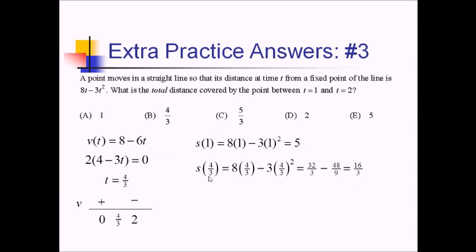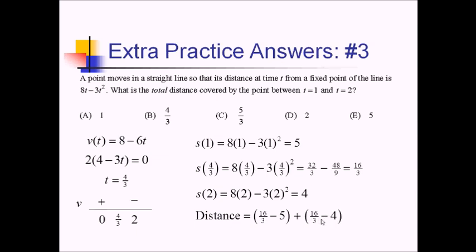And now at time 2, let's see what we have here. This is going to be 16 minus 12, so that's going to be 4. All right, so I need the distance between 5 and 16 thirds. 16 thirds is a little bigger, so I'll do 16 thirds minus 5. And I'm going to add to that the distance between 16 thirds and 4. And 16 thirds is also a little bit bigger than 4, so we'll subtract in that direction for that pair of numbers as well.